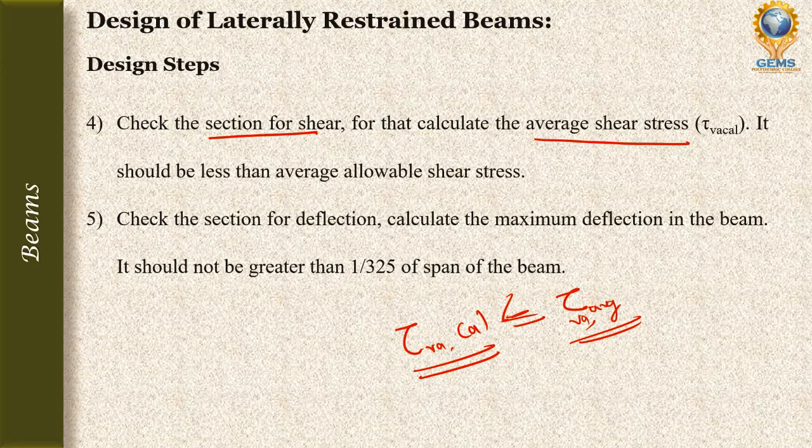Once it is clear, then we will go for the check for deflection. For the check for deflection, we have to find the delta max, and we have to check it should be less than or equal to L by 325 if it is a simply supported beam. Otherwise, it is 2 times L by 325 in the case of a cantilever. So we have to check for this. So this is the design procedure of laterally restrained beams.